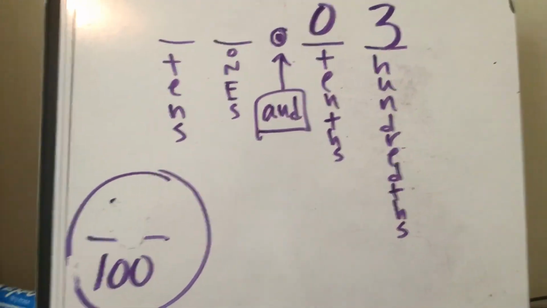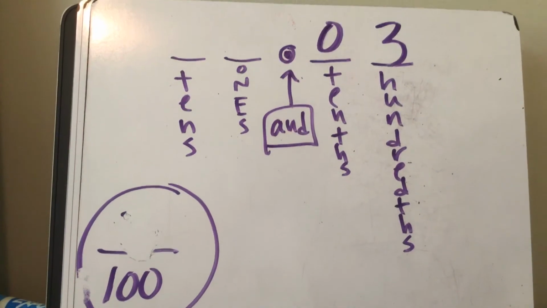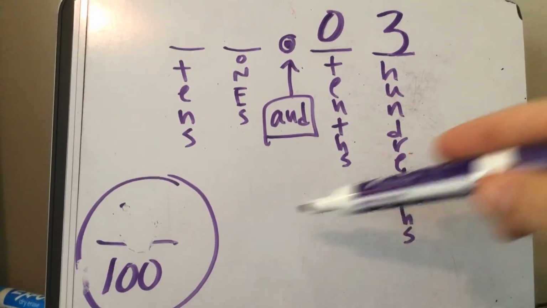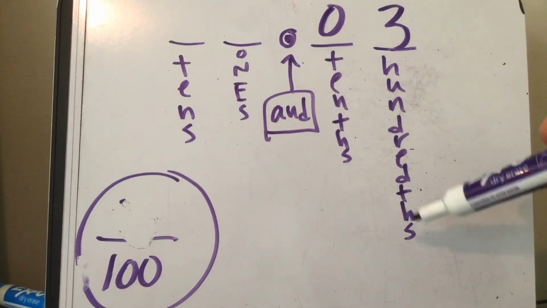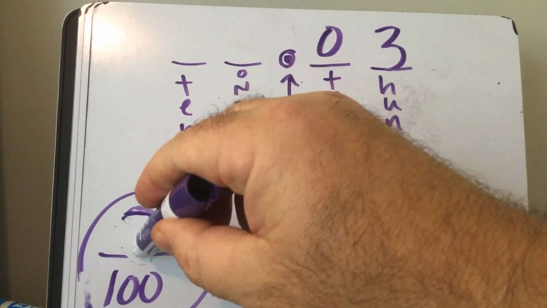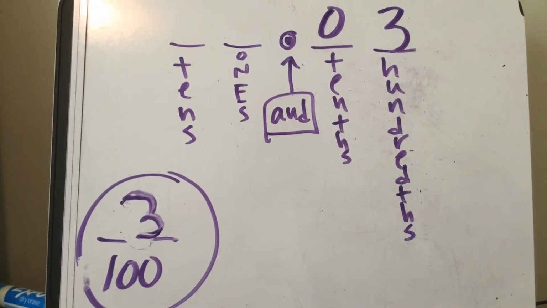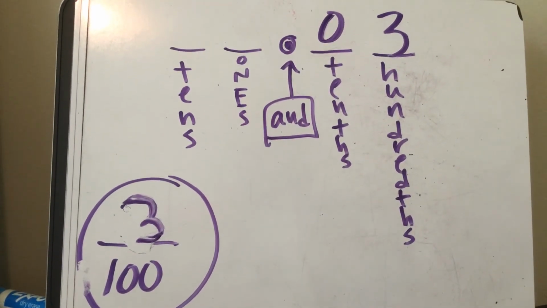Now this one's a little bit different. This is just 3/100ths. There is nothing in the tenth spot. So if you have 100, how many hundredths are there? There's only 3. Okay? Super simple. Super simple changing decimals into fractions and fractions into decimals.